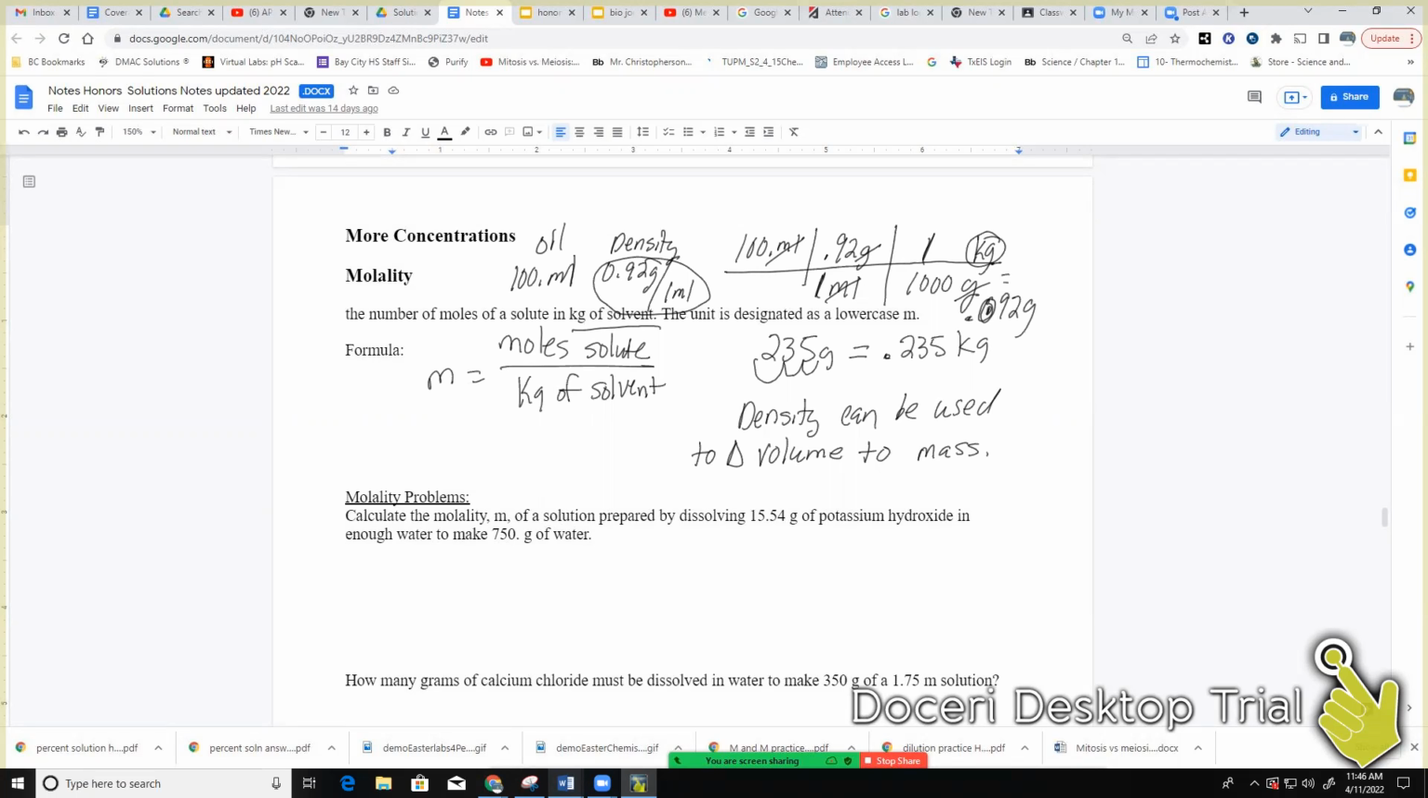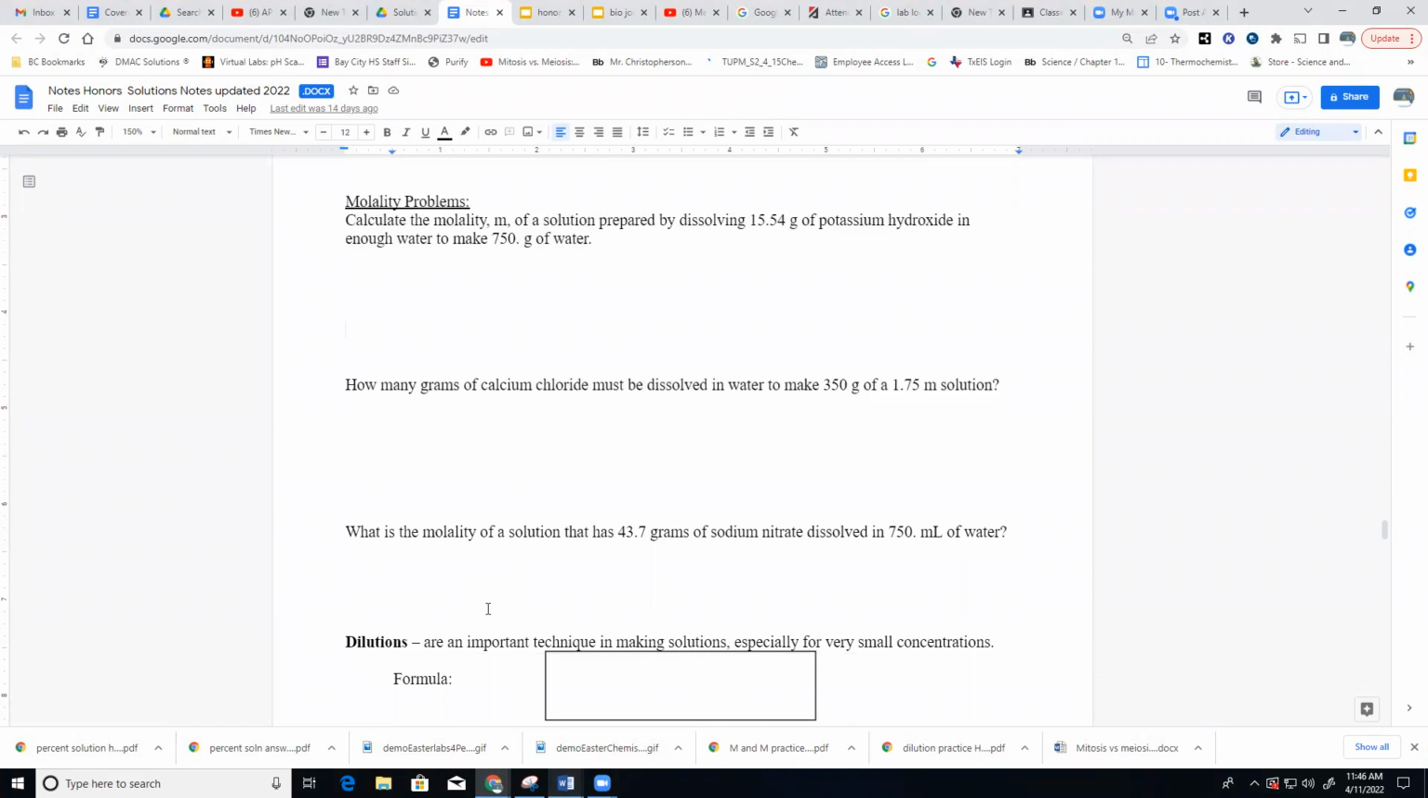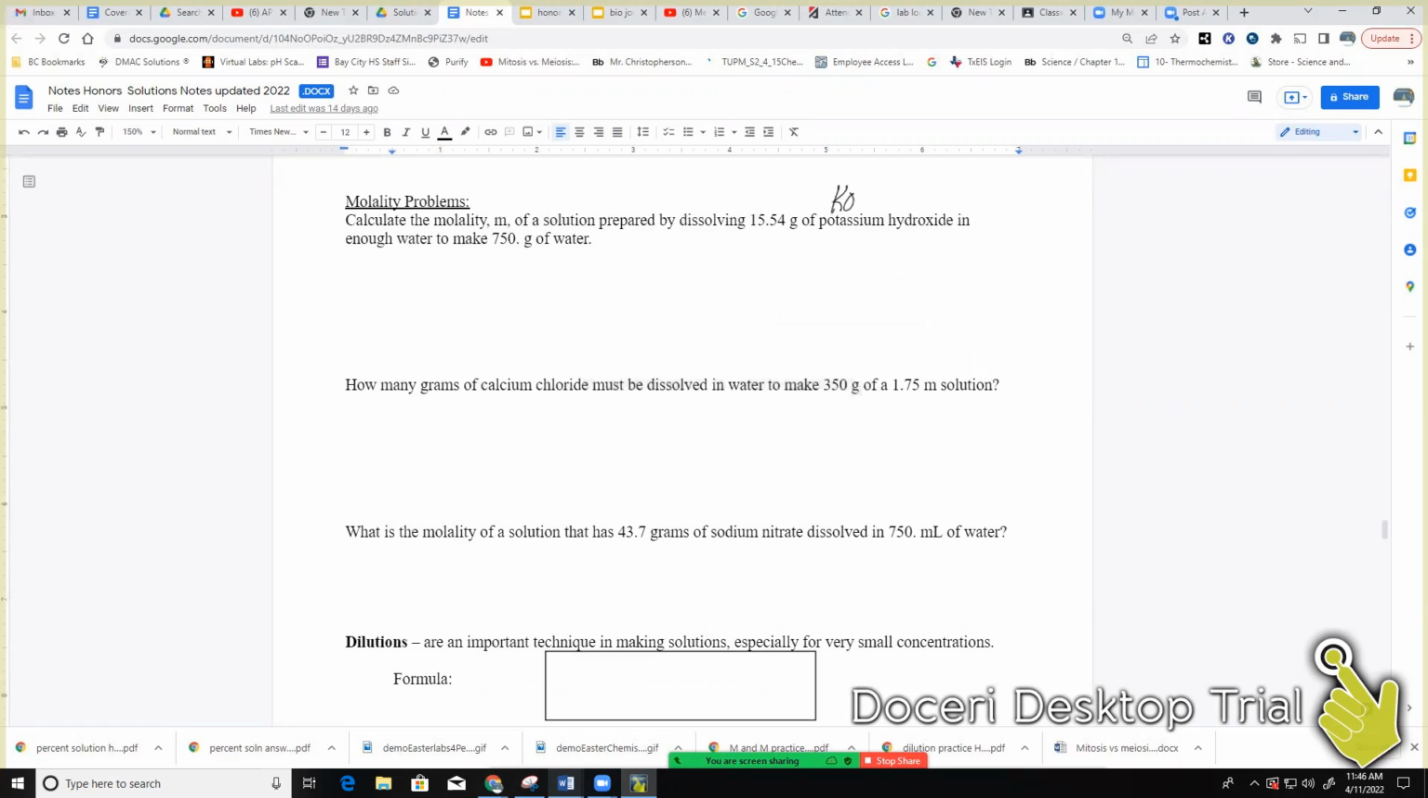All right, so let's just look at a few of those. If you look at the very first one: calculate the molality of a solution prepared by dissolving 15.4 grams of KOH in enough water to make 750 grams of water. So that's 0.750 kilograms of water. That's my solvent.